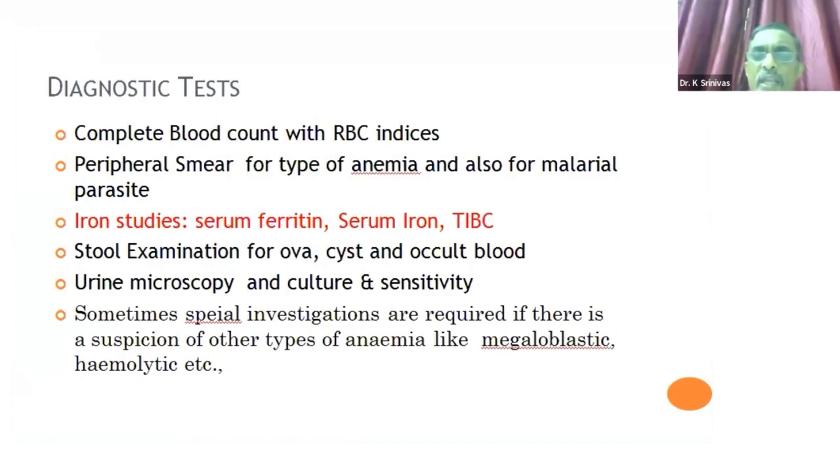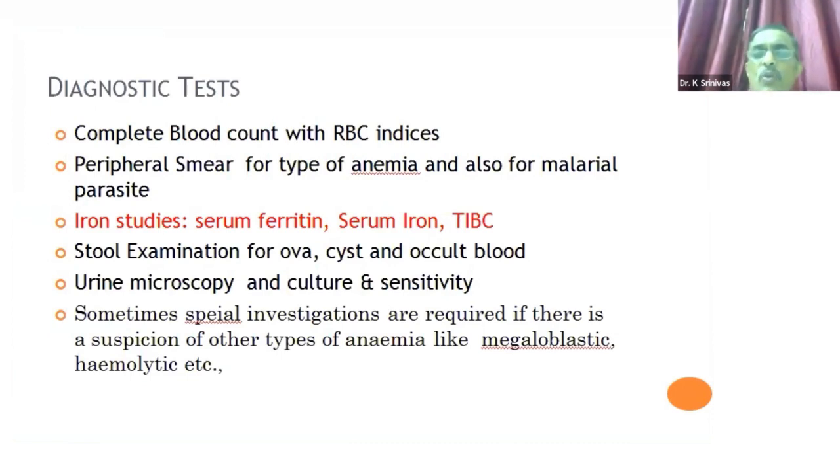Peripheral smear is a very important necessity. It tells about whether it is a microcytic hypochromic anemia, macrocytosis. Then do you have abnormal cells? Do you have immature cells? Do you have polynucleated neutrophils, which will give a clue about megaloblastic anemia? You may find parasites also.